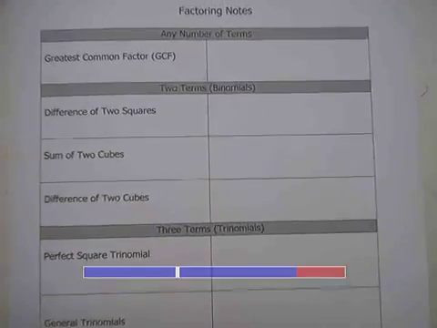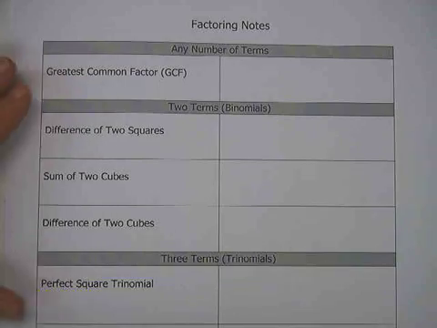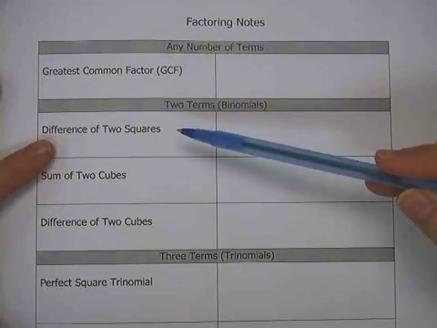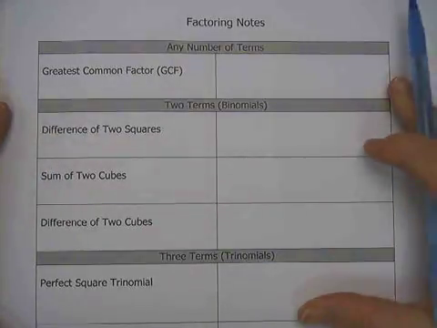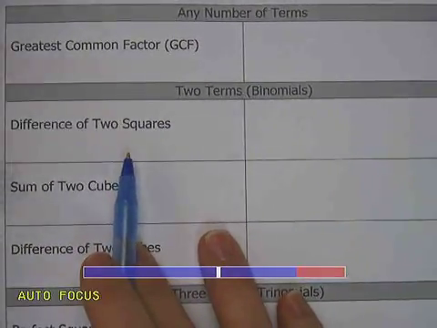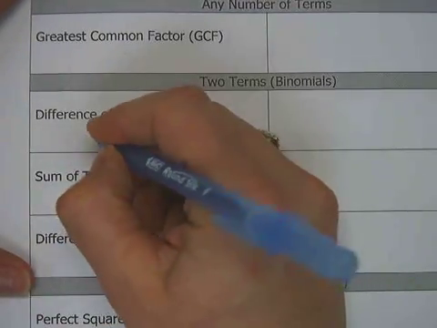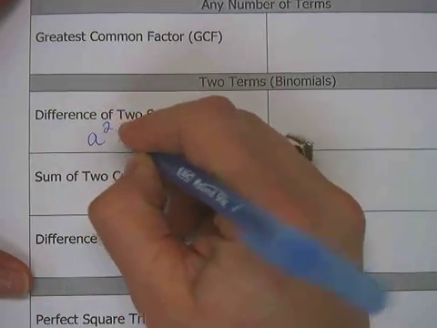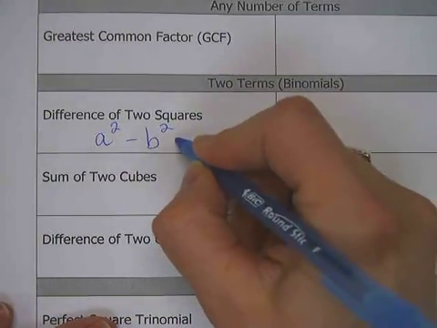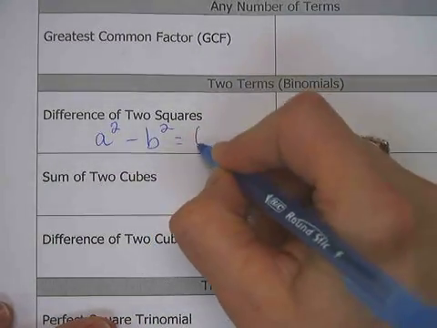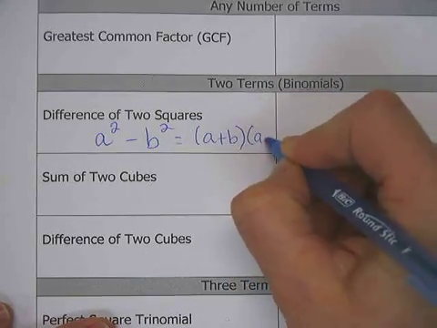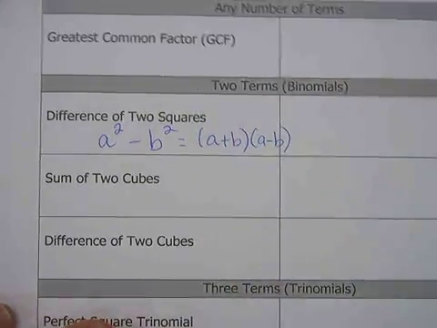So please get out your factoring notes, and we are going to add in some notes for difference of two squares and perfect square trinomials that we did yesterday. So if you go up to difference of two squares, remember that a difference of two squares looks like this: a squared minus b squared. And we learned yesterday that that can be factored into two factors, a plus b times the quantity of a minus b.